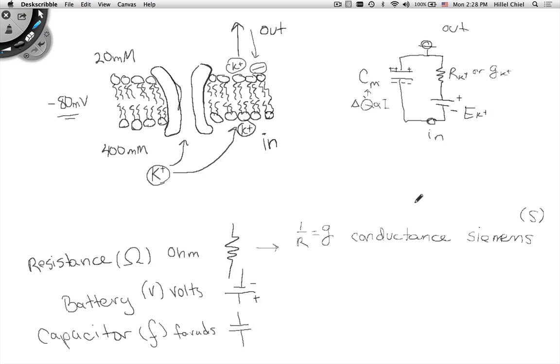We've gone from looking at the membrane to describing these different electrical properties to an electrical equivalent circuit. And I think that's enough for right now. What do you think?